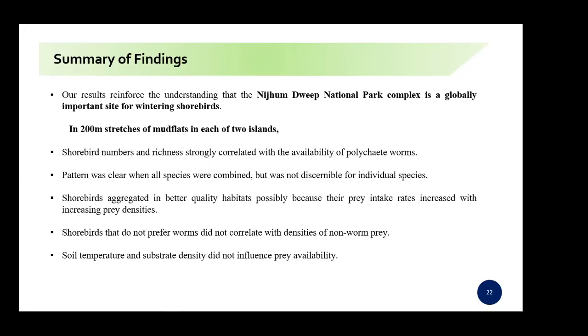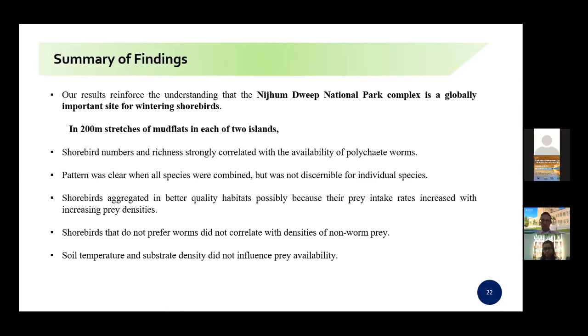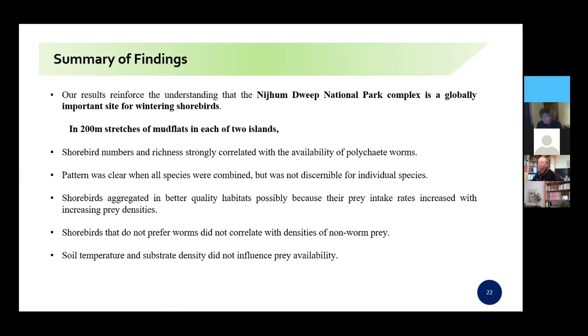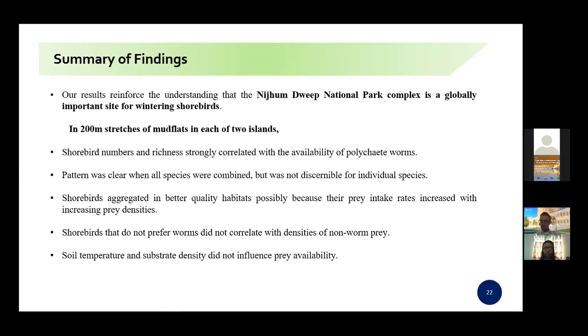increase with increasing prey density. Shorebirds that do not prefer worms did not correlate with densities of non-worm prey, and soil temperature and substrate density, as a part of abiotic patterns, did not influence prey availability in this study. The reason can be that the way we looked at these parameters did not support it, or the sample sizes were not appropriate, so it did not show any pattern in this study.